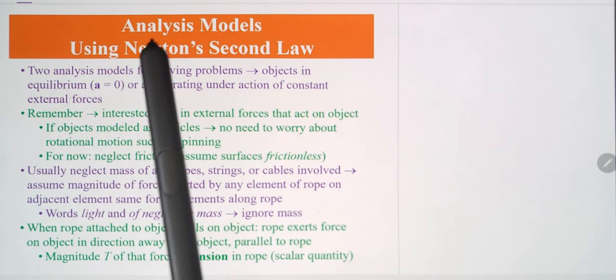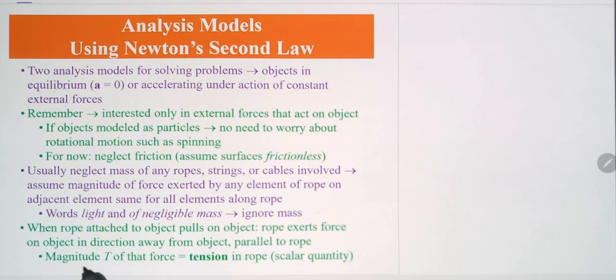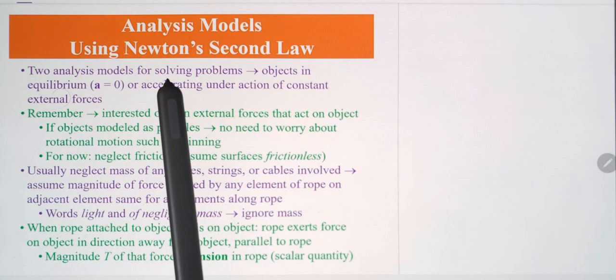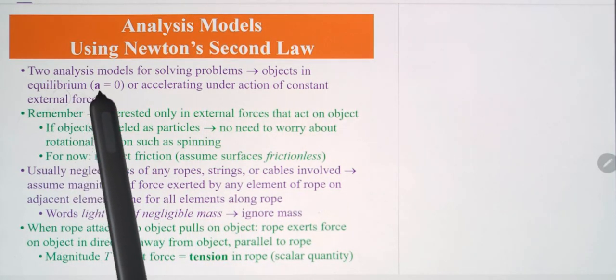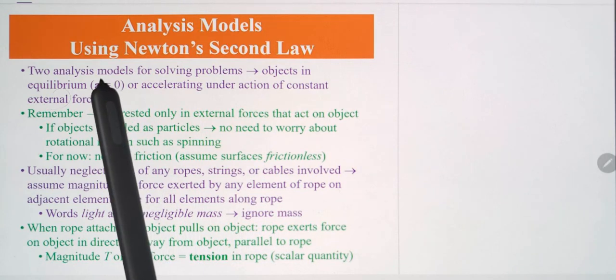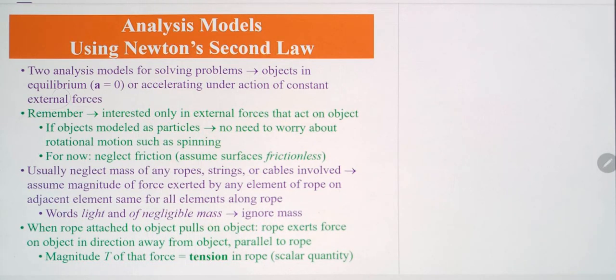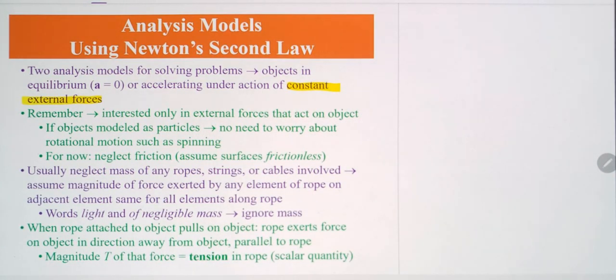When we try to solve a problem using Newton's second law, we need to look at those advices. Two analysis models for solving problems. Objects in equilibrium, where acceleration must equal 0, or acceleration under the action of a constant external force. And here let's pay attention, it is an external force and it is constant. So when we solve, inshallah we will take several examples.